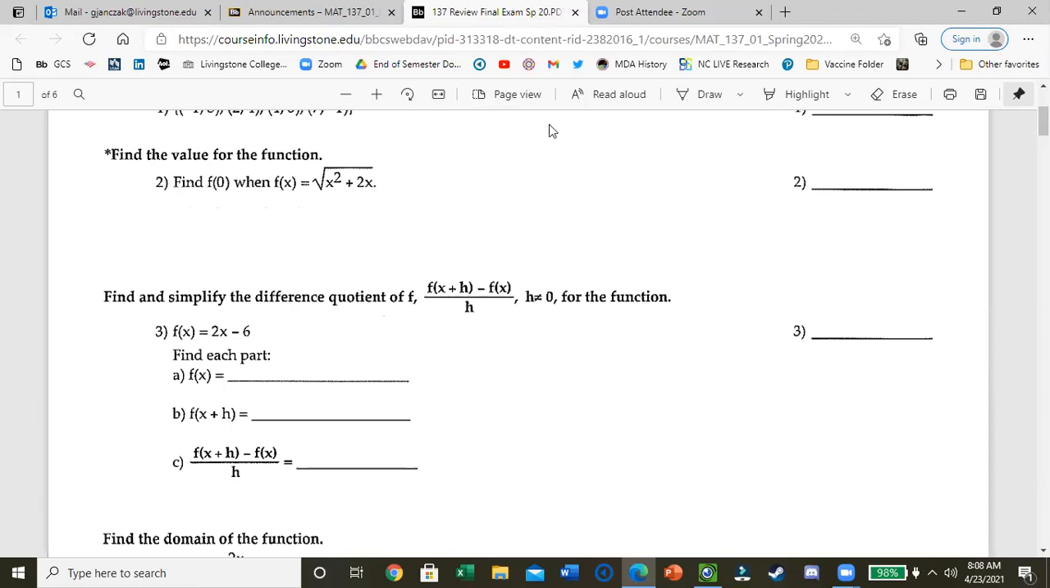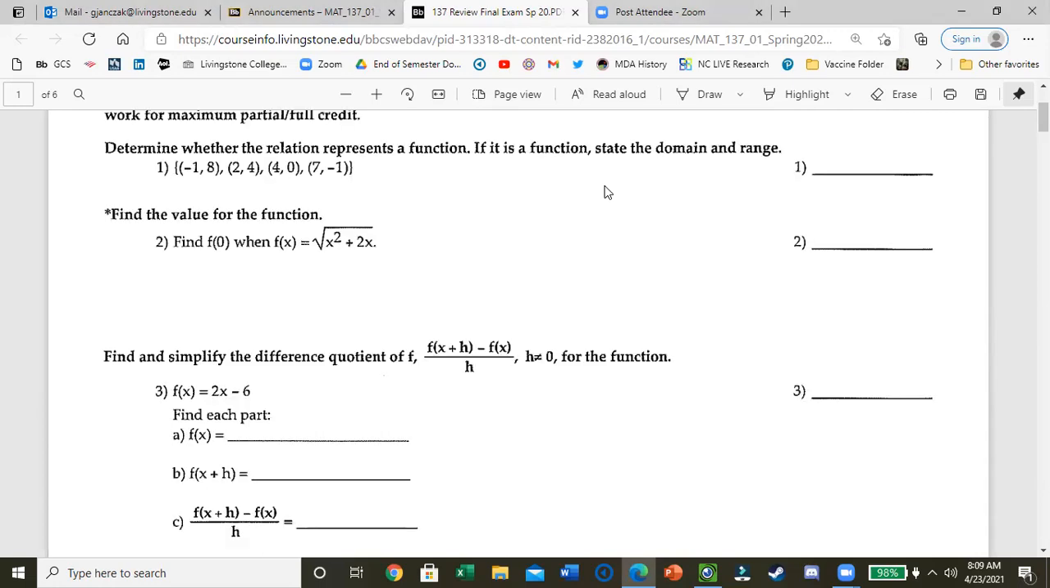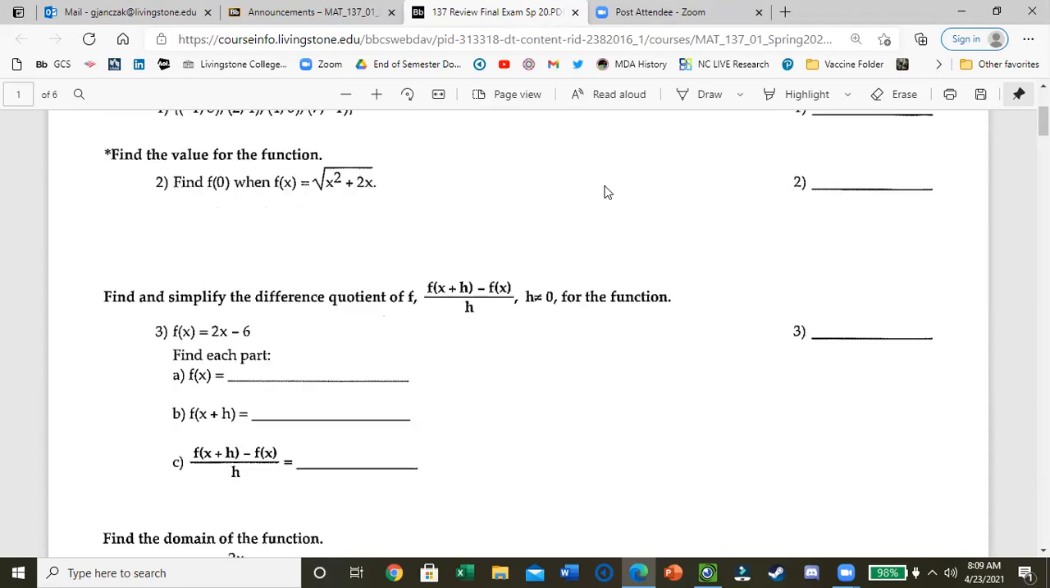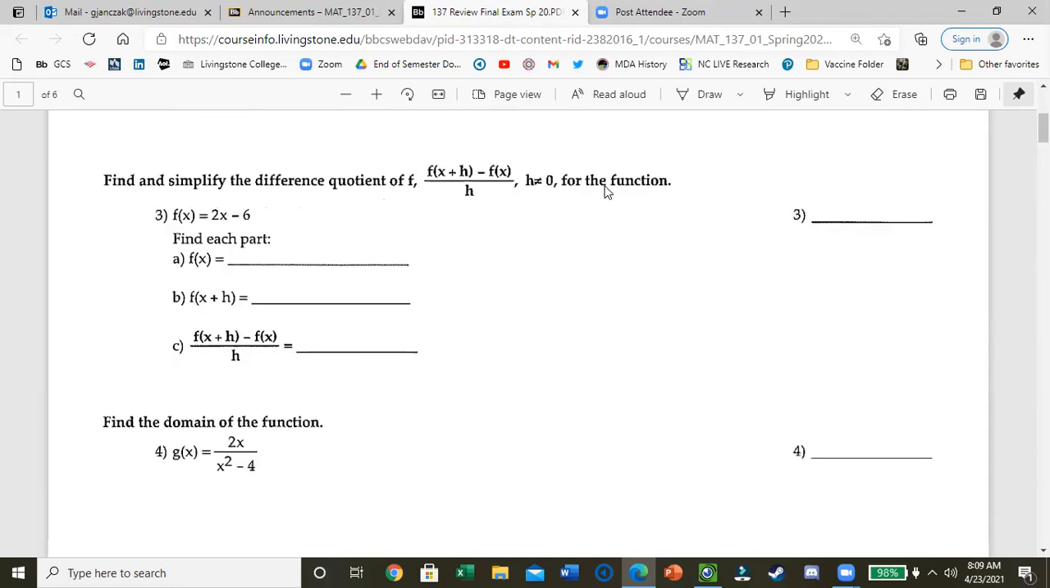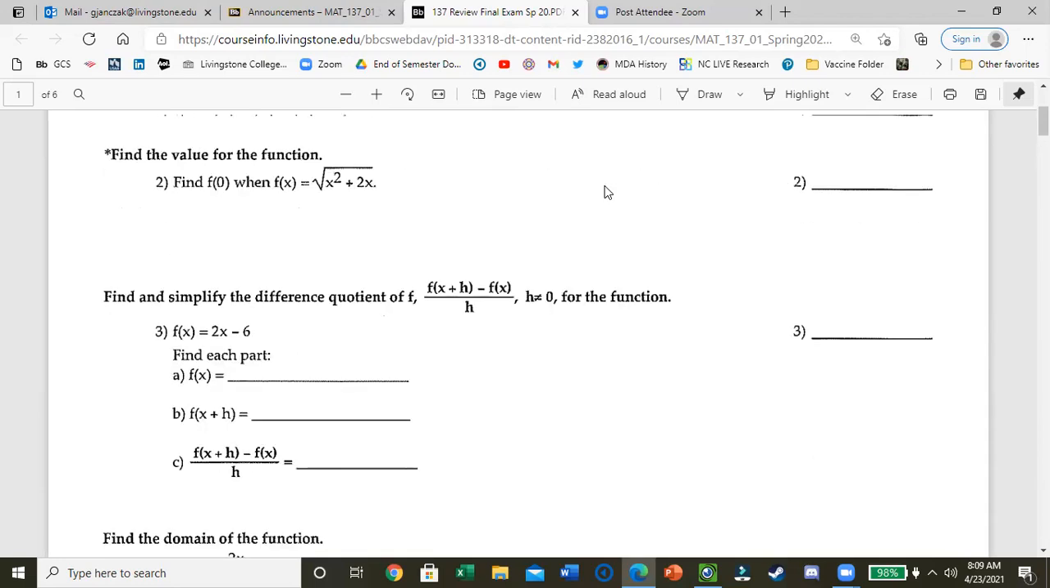Oh, I got to bring it to my back. Okay. We just looked at question 1. We just started the review. And do you have any questions with problem 1? No, sir. No. Okay. 2, find the value. Yes, sir. Okay. I need help with that. Number 2. Oh, you do want that one.